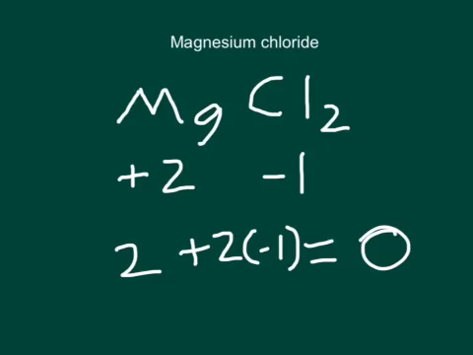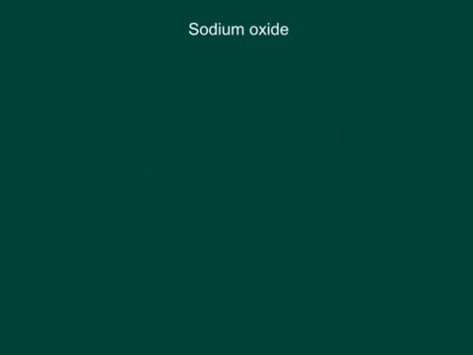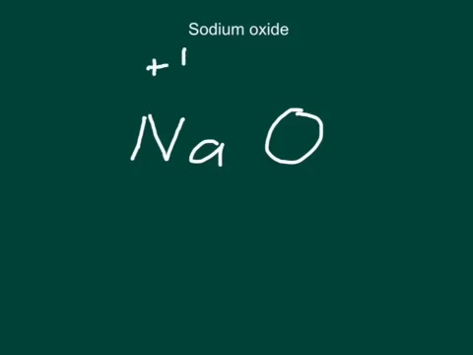So let's look at it in another way as well. So let's look at sodium oxide here. So we know that we have sodium, and we know that we have oxygen together. The question is, how many sodiums, how many oxygens? I don't know each one, but I do know that sodium has an oxidation number of +1. How do I know that?